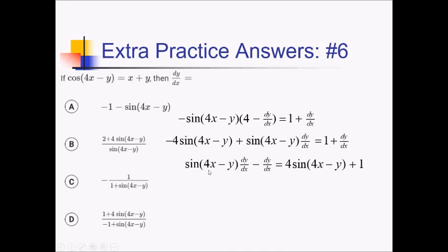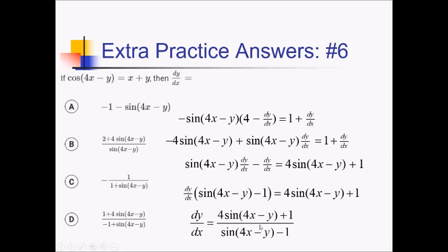That leaves me with sine of 4x minus y minus 1 in a parentheses. And the right side is unchanged. Now I'm going to divide both sides by the stuff in the parentheses here. And that gives me this mess that dy over dx equals. So now we just have to match this with one of the answer choices.